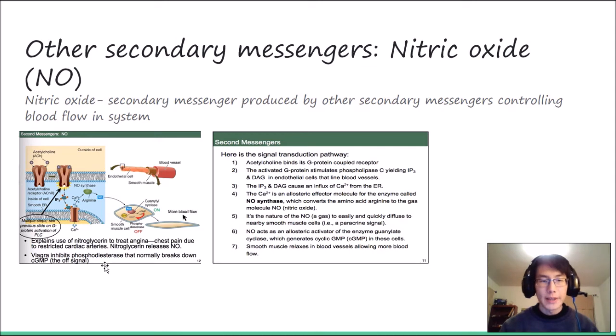Now, you can treat this with nitroglycerin, which releases NO, and this NO, or nitric oxide, will go through this signal transduction pathway that ultimately leads to smooth muscle relaxation and vasodilation. And when you dilate your vessels, you allow more blood flow, and that can increase the amount of blood flow and ultimately increase the amount of oxygen within that region, and that can decrease chest pains.